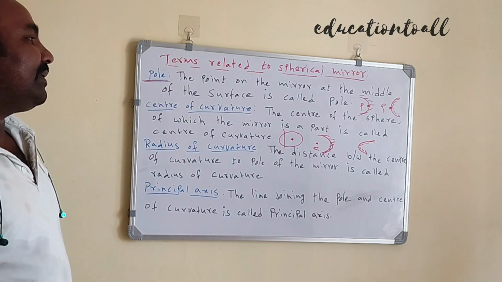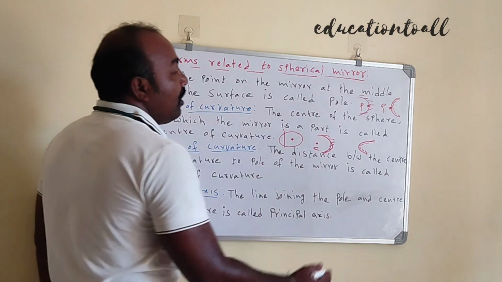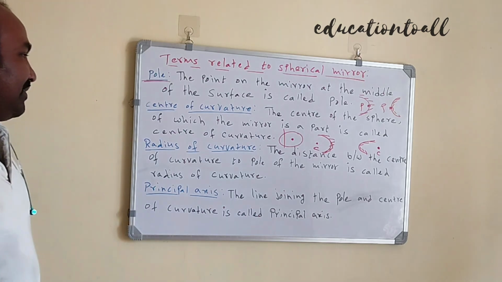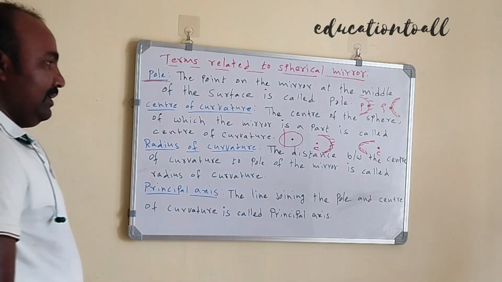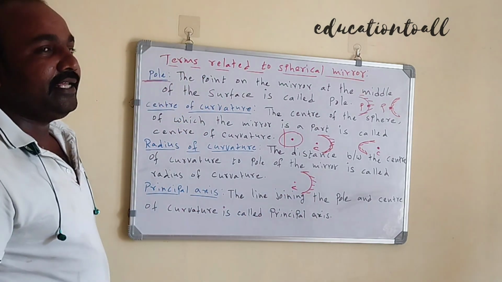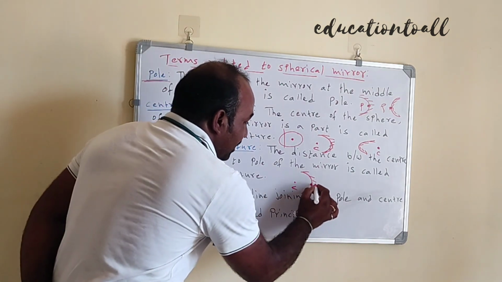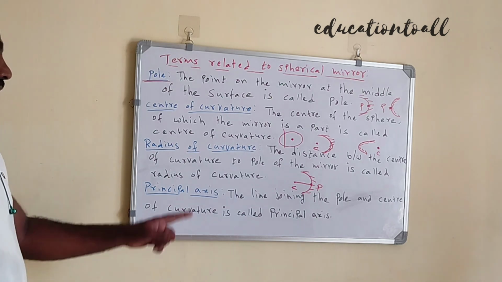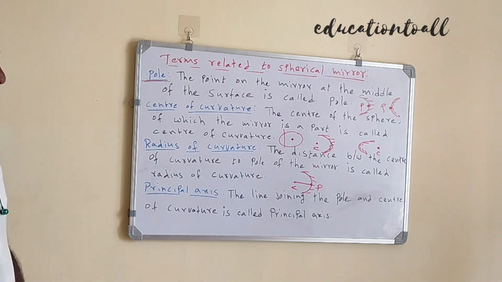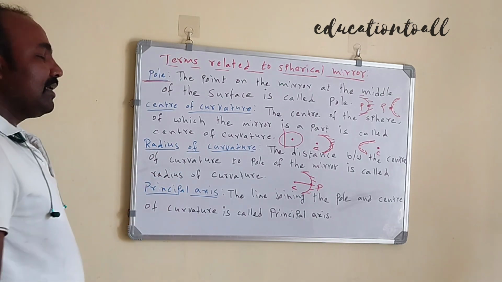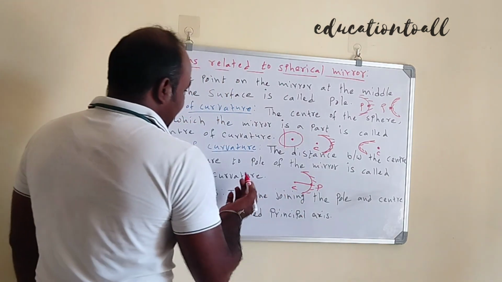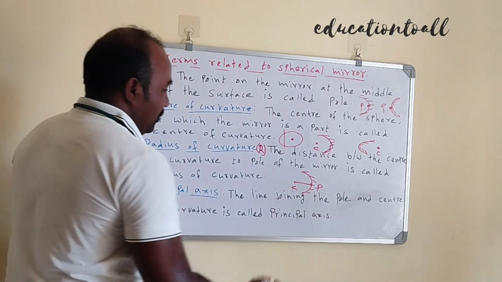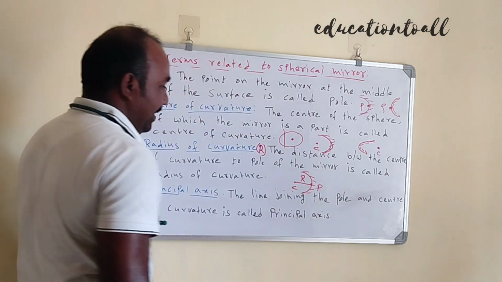Next, in the convex mirror, the center is present outward. For example, the center is located here. The next one is radius of curvature. This is the pole. The distance between the center of curvature and the pole of the mirror is called the radius of curvature. The radius of curvature is represented as capital R. So this distance is capital R.